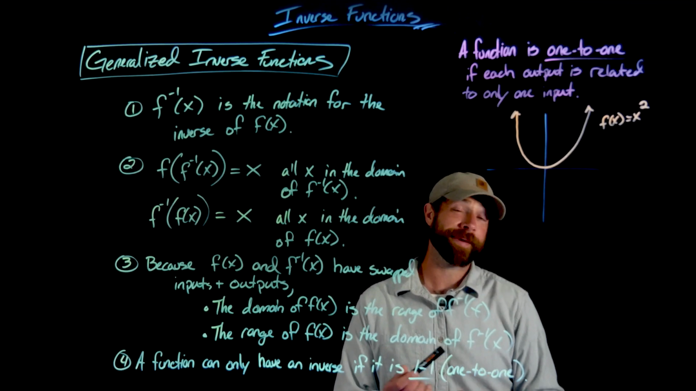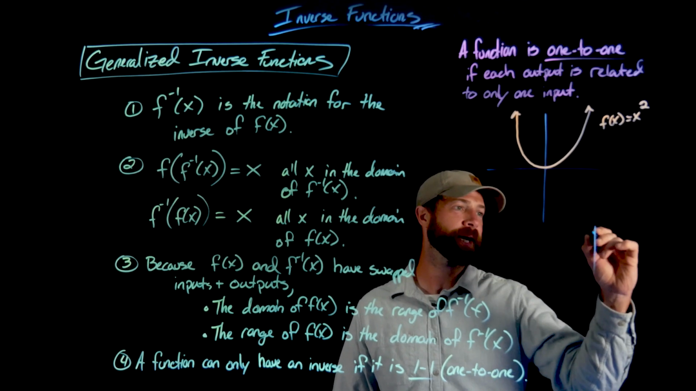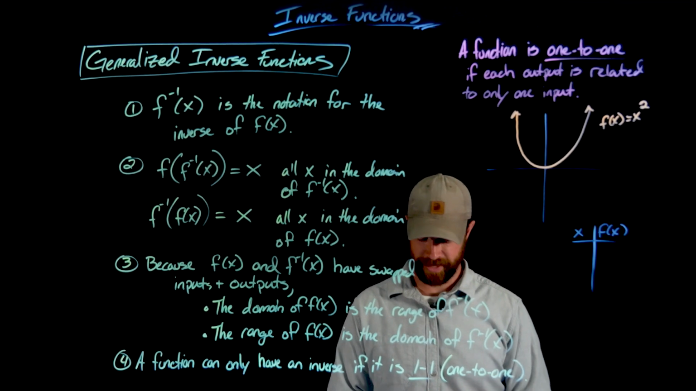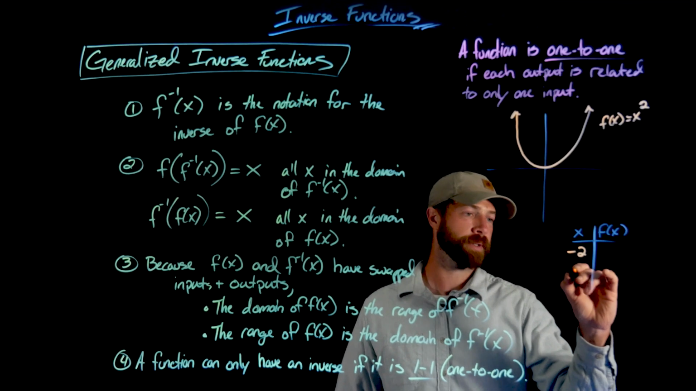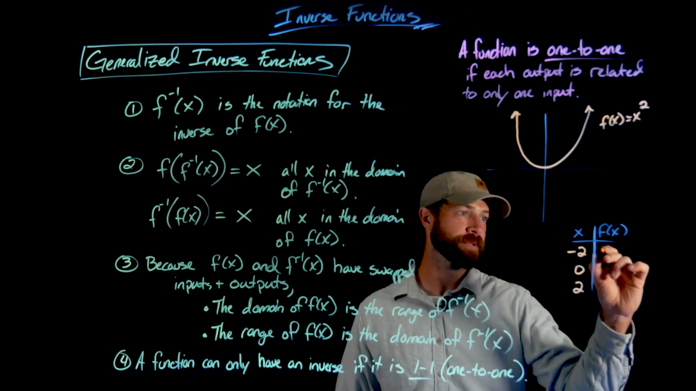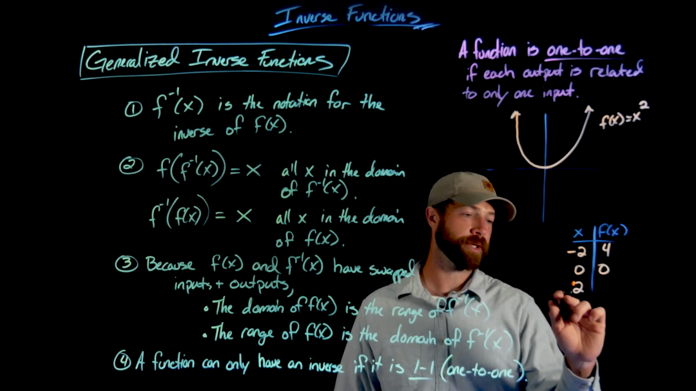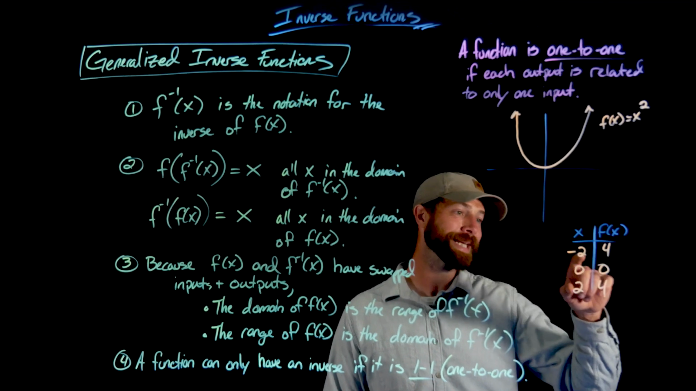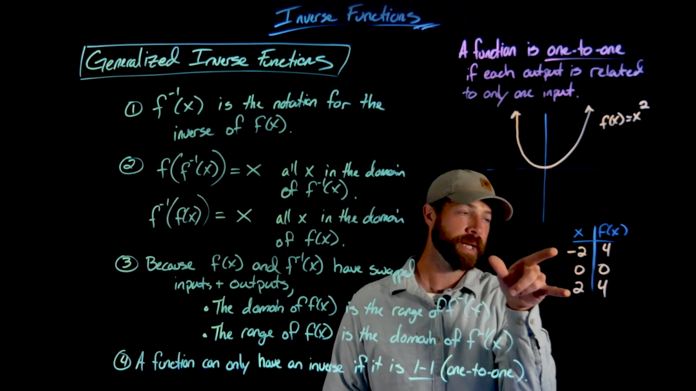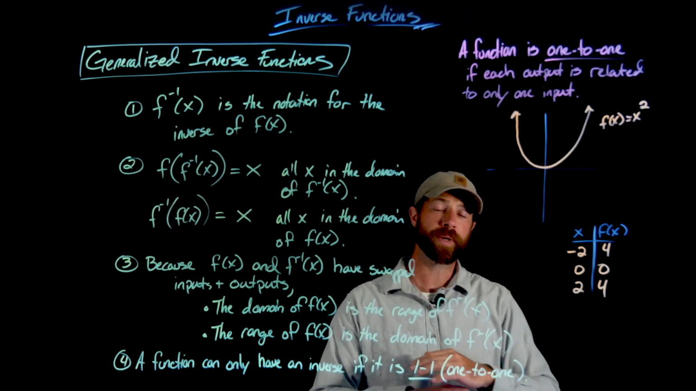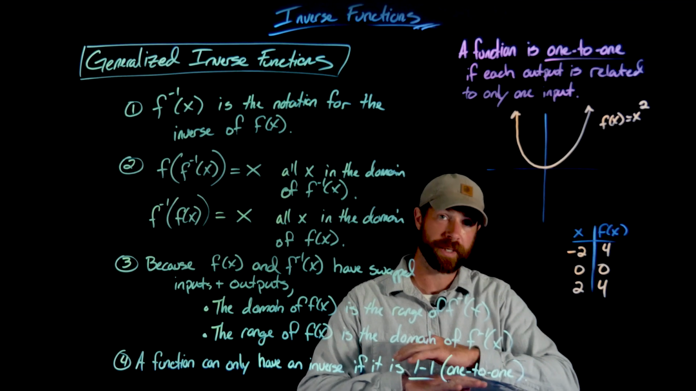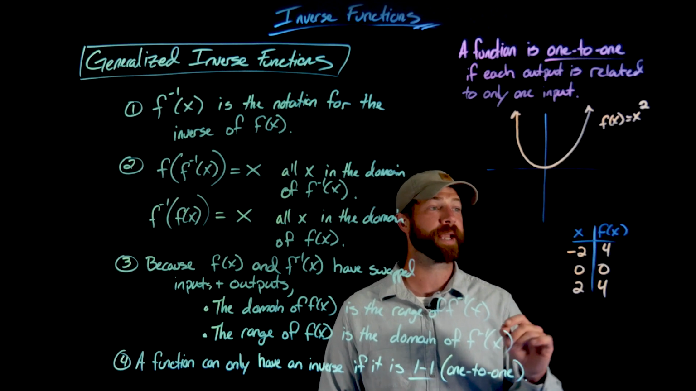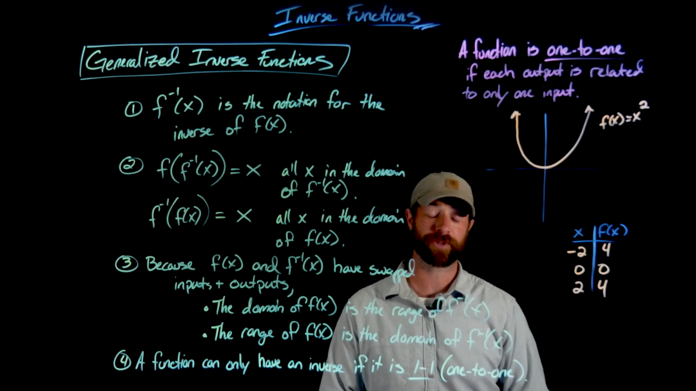Well, if we look at the graph and consider a table of values real fast, let's just make a small table of values here. Let's choose some points that are somewhat interesting, like -2, 0, and 2. In this case, -2 outputs a 4, 0 outputs a 0, and 2 outputs a 4. Because both -2 and 2 are inputs that are related to the output of 4, we would say that f of x equals x squared is not a one-to-one function. It is a function, but it's not a one-to-one function, and therefore cannot have an inverse on its full domain.